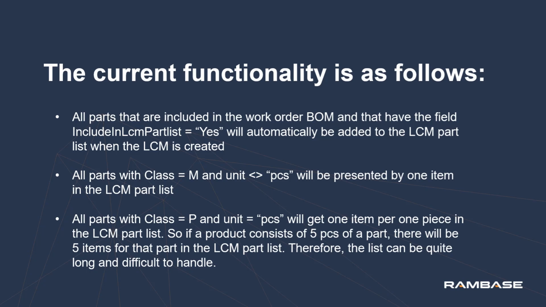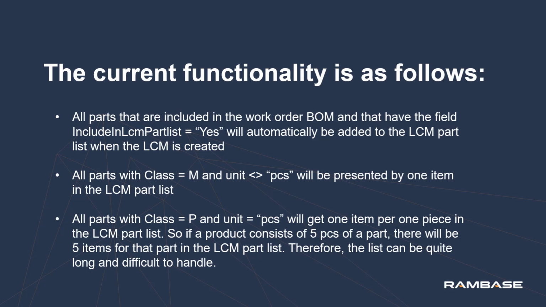The current functionality for the LCM part list is as follows. All parts that are included in the work order bill of materials and that have the field include in LCM part list equals to yes will be automatically added to the LCM part list when the LCM is created. All parts with class equals to M and unit not equals to pieces will be presented by one item in the LCM part list.